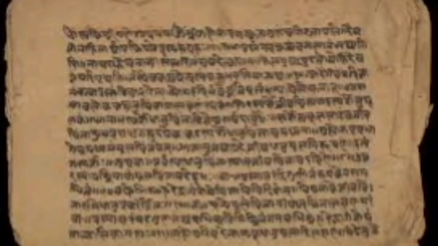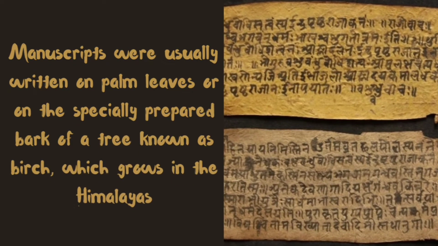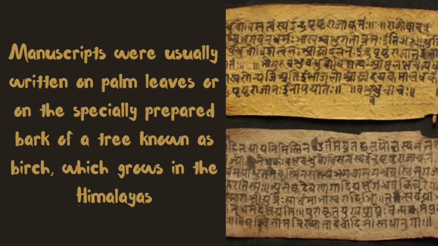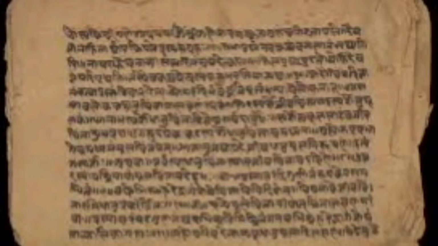Did they have actual books like those of today? Actually, no. Manuscripts were usually written on palm leaves or on the specially prepared bark of a tree known as birch. These were growing in the Himalayas. So the information was written either on palm leaves or on the birch bark of the trees. This was the way. Here are some photographs of the manuscripts that were used in the olden days. Let's see.